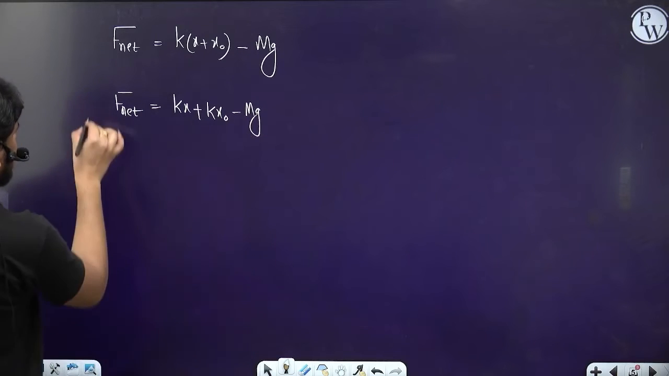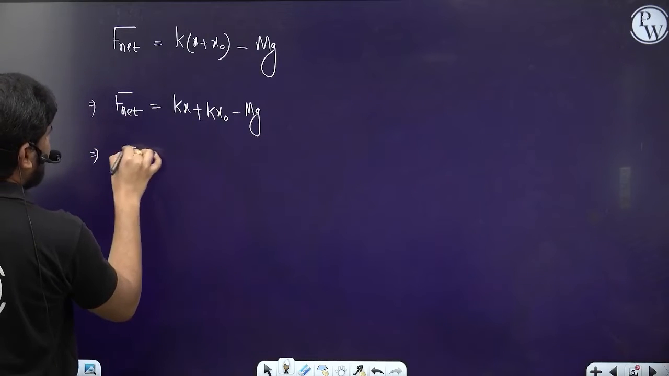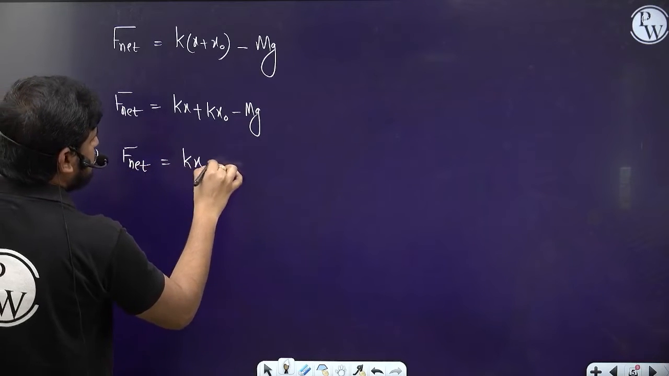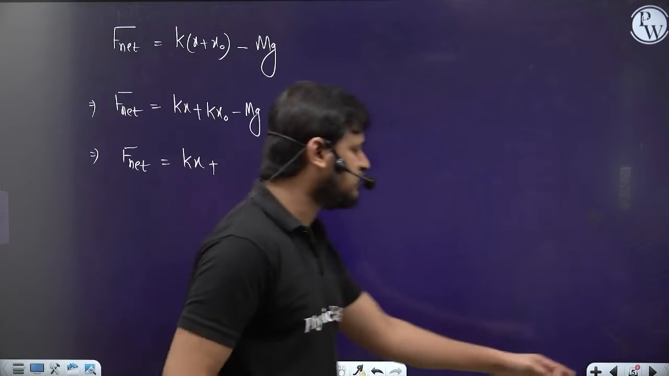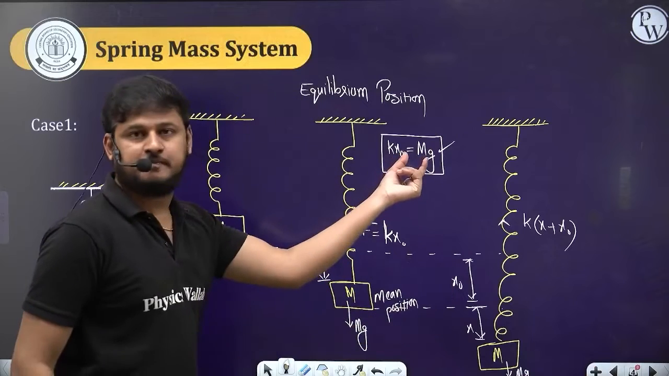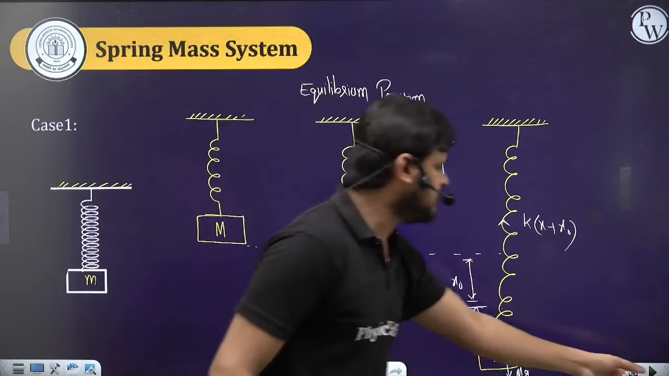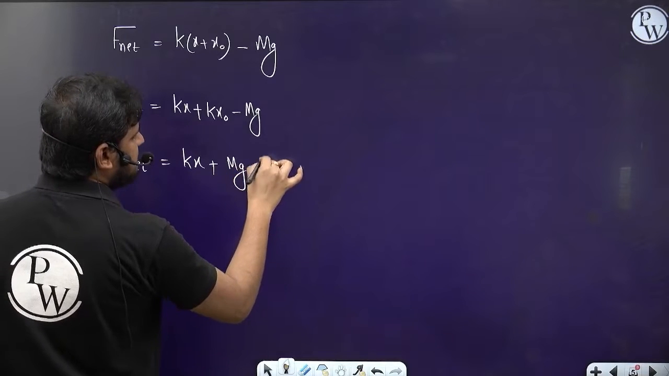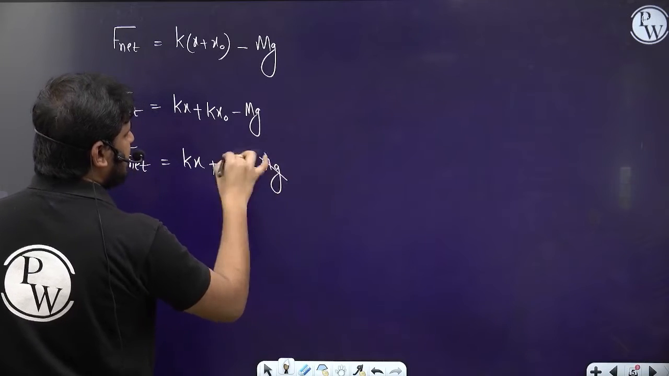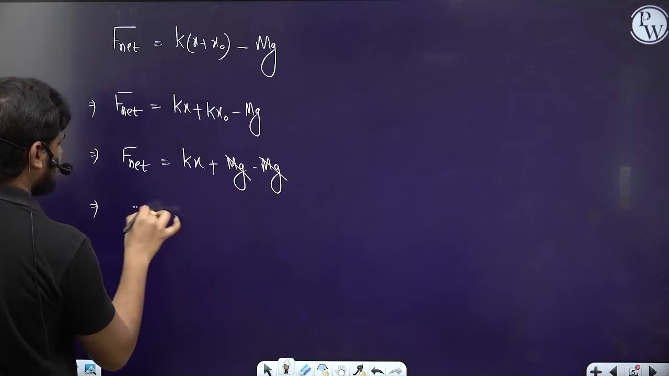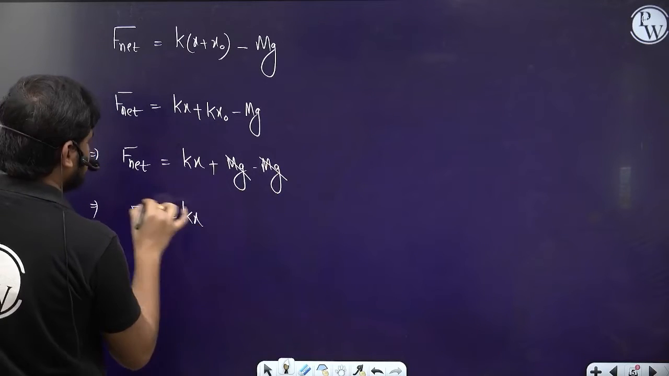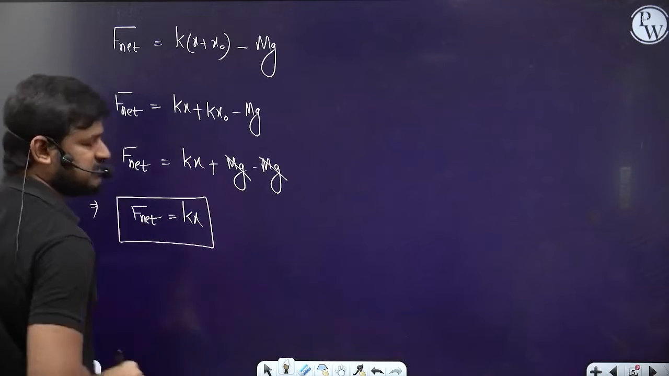So from here I can write that F net is equal to kx. In place of kx naught, shall I write mg? Yes or no? In place of kx naught, I am writing mg minus mg here. So mg gets cancelled, and F net is equal to kx. So we got F net is equal to kx.